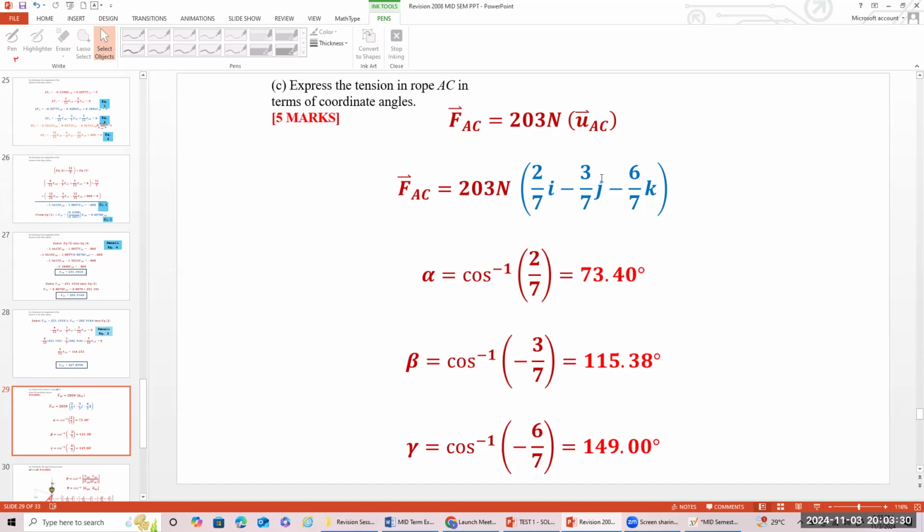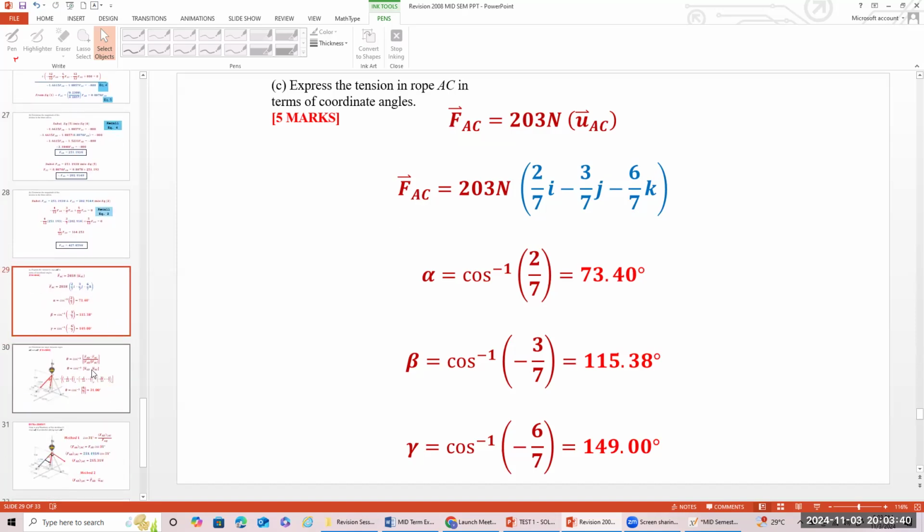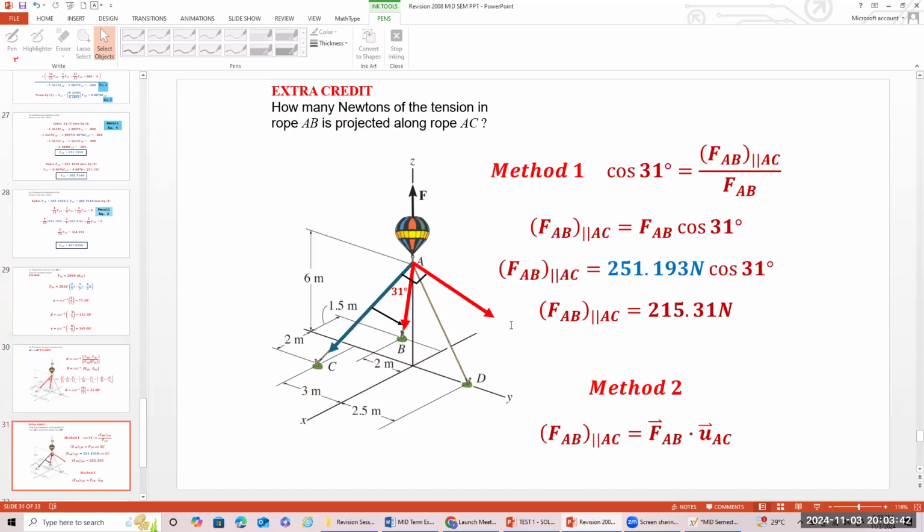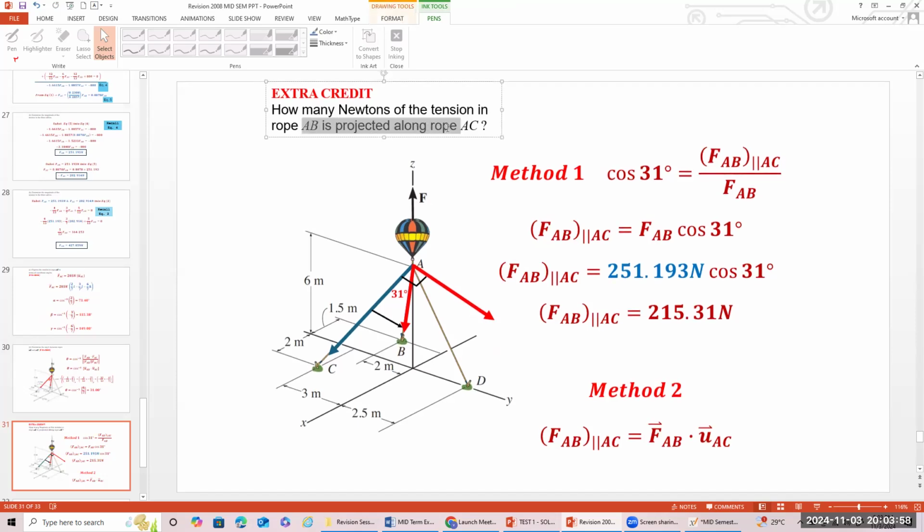So it's the cos inverse of each one of your unit vectors, typically, and you'll get your angles. I will give you this slide, in the interest of time. It says how many newtons of the tension in AB is projected along rope AC. Make sure you understand when we say something is projected from one point to another. This is extra credit about projection of one line to another.